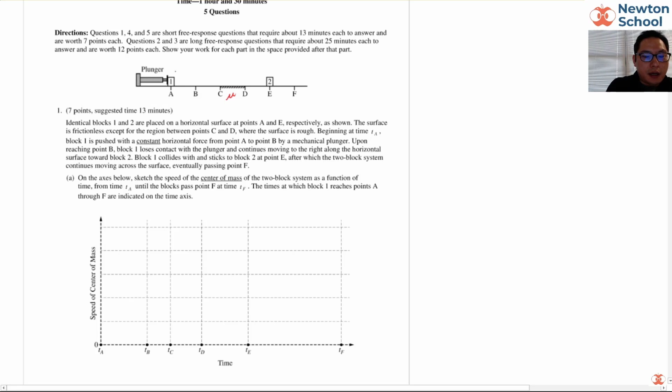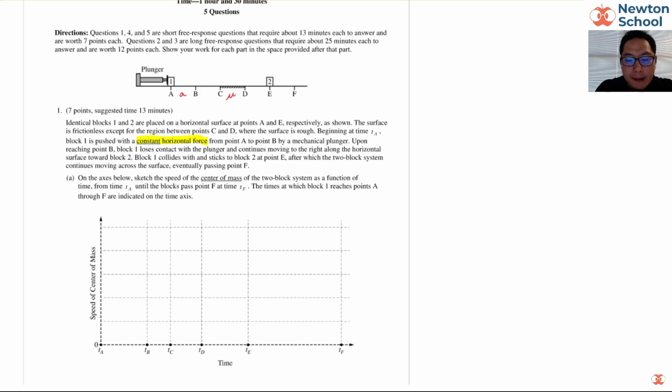So block 1 will be accelerating in this region. Since it's a constant force, the acceleration will also be constant, meaning velocity will increase linearly, right? Upon reaching point B, block 1 loses contact with the plunger and continues moving to the right toward block 2. So there's no acceleration there, so velocity will be constant from B to C.